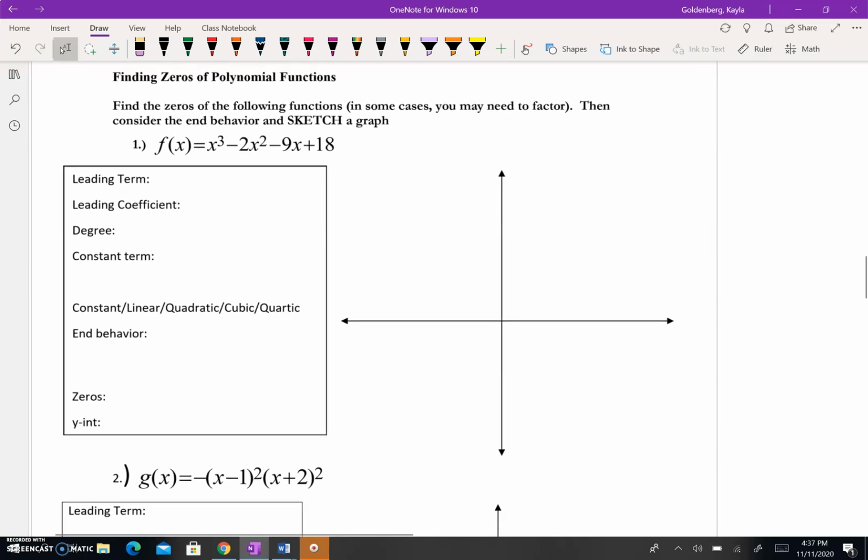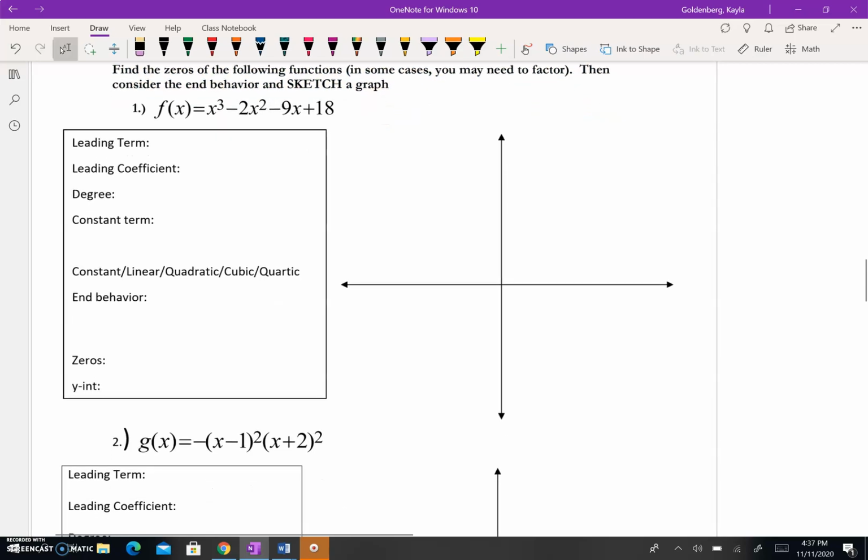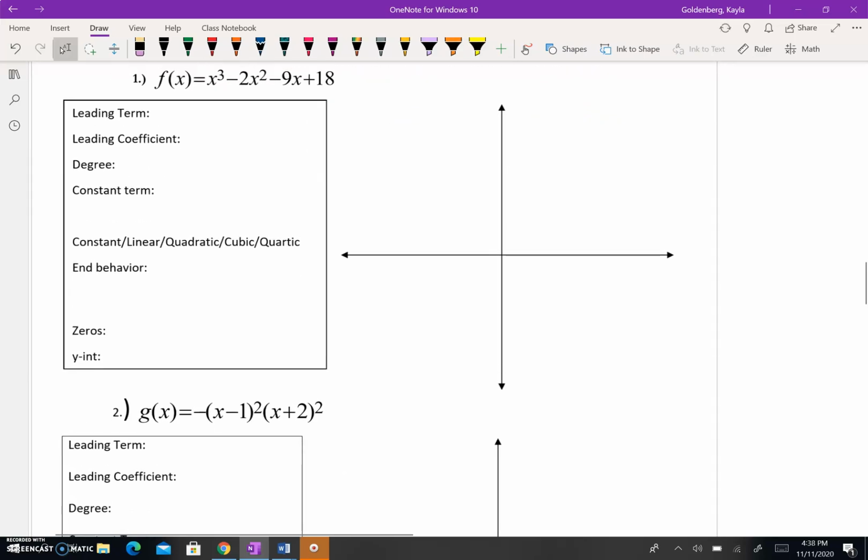And one tip for sketching is that finding the zeros of the functions is really useful in helping you sketch. And so we're going to keep zeros or x-intercepts in mind. And the goal is just to have a sketch of this graph. And we're going to practice some of our vocab here on the side. We're going to practice our new vocab words.